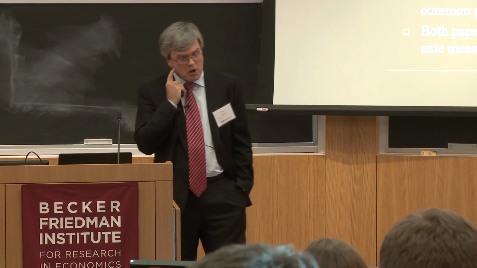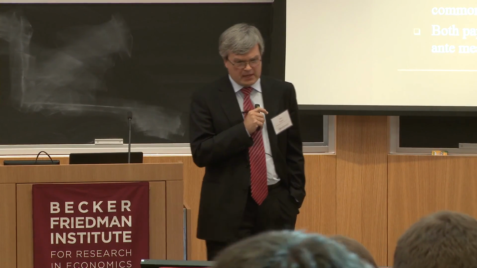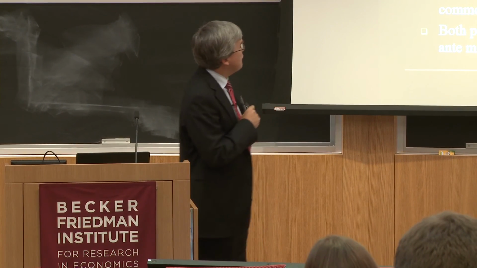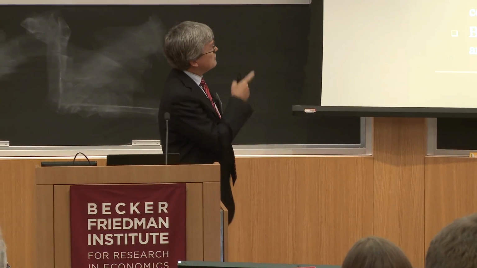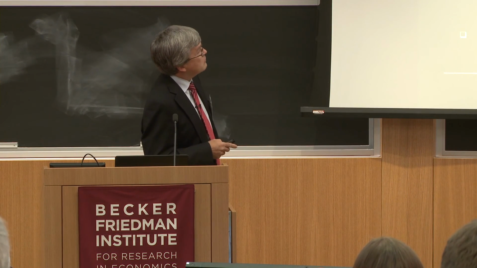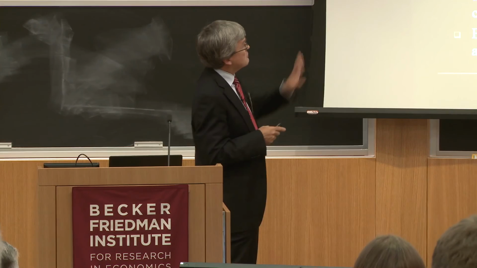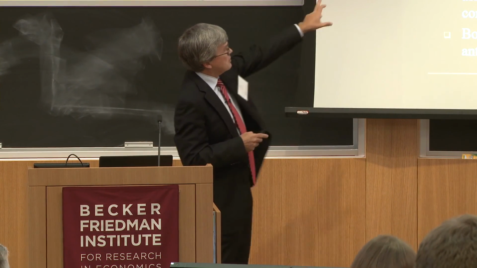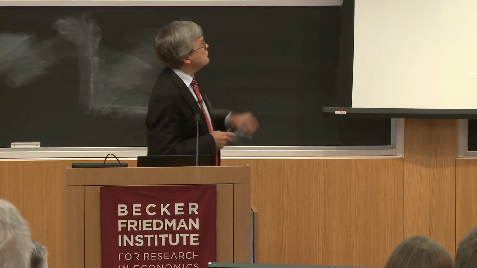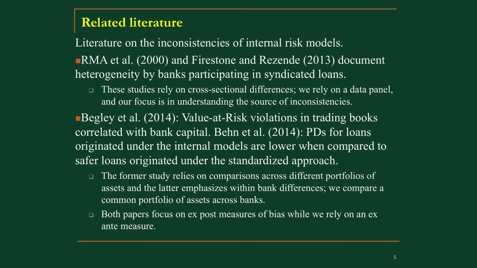There are two other papers that are probably even closer to ours that are along these lines. One looks at this in the value at risk for market pricing, and one of the things that they find is that the value at risk violations in trading books are correlated with bank capital, so it has a little bit of the same flavor. This other paper, which I believe is in the program tomorrow, uses German data, and what they document is that when the banks transition from the standardized approach to the advanced approach, meaning from Basel I to Basel II in essence, the PDs for loans originated under the internal models tend to be lower when compared to loans originated under the standardized approach, basically the banks pushing the risk metrics down.